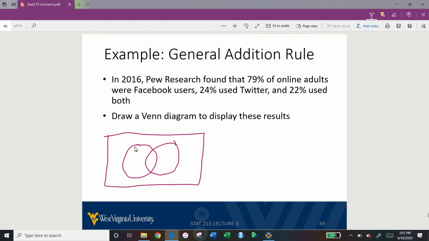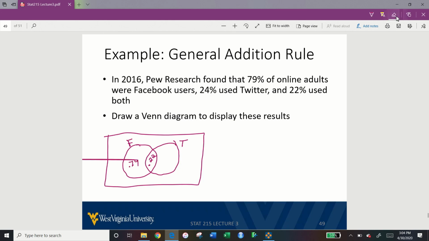So I'm going to let my first circle be Facebook users and my second one be Twitter users. Now, we were conveniently given that 22% use both. That's going to be our intersection, or this section right here in the middle. So 22% use both.